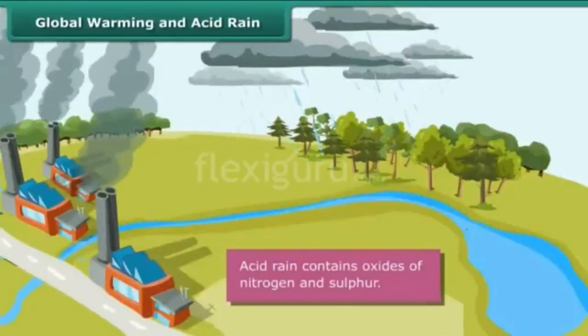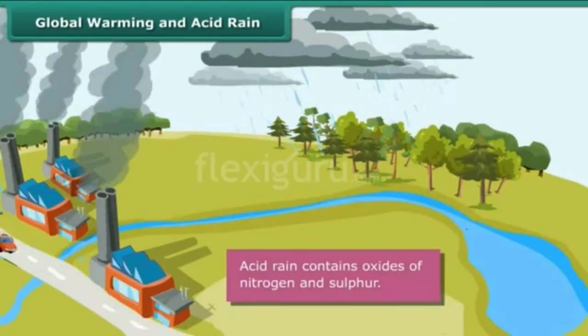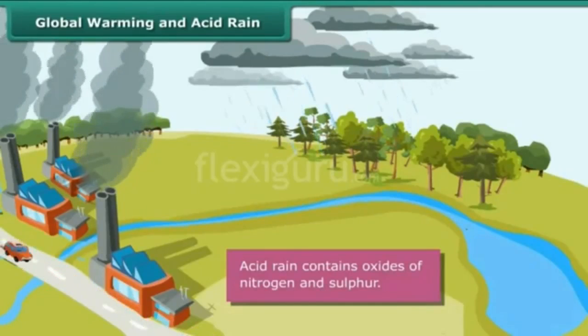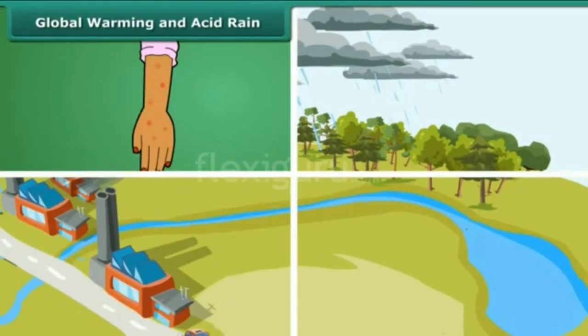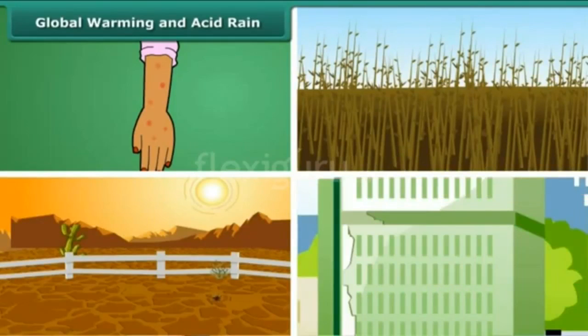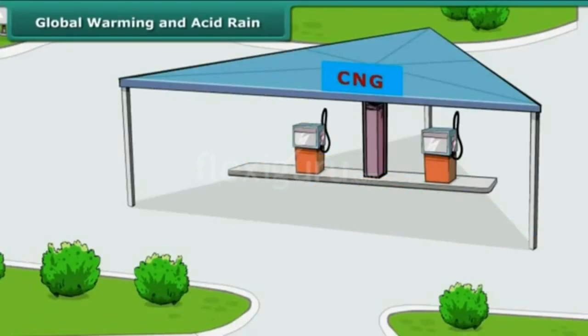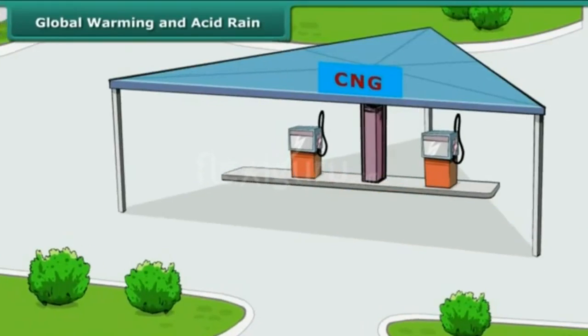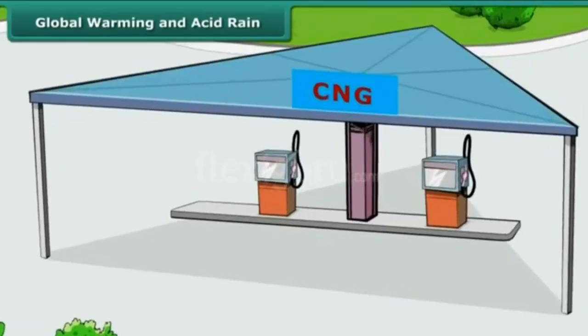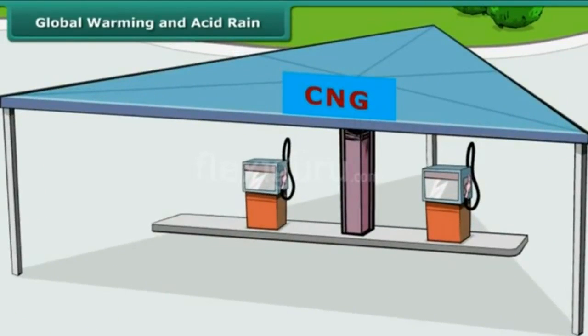Another harmful effect of air pollution is acid rain. Rainwater that contains oxides of sulfur and nitrogen released from the industries and petrol engines in dissolved state may cause huge damage to skin, soil, standing crops and buildings. There are ways we can reduce negative impact on the environment by choosing the right fuel. A great example of this is cars, buses and auto rickshaws that run on compressed natural gas or CNG instead of petrol. CNG is a much cleaner and cheaper fuel.